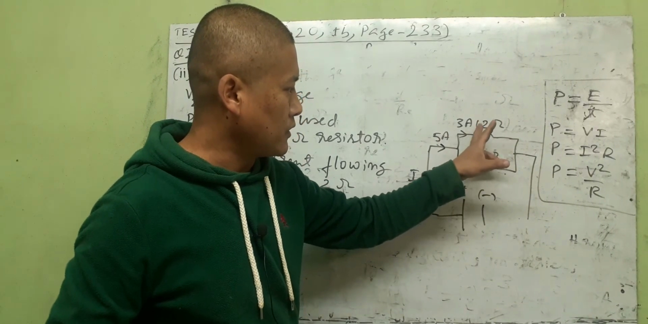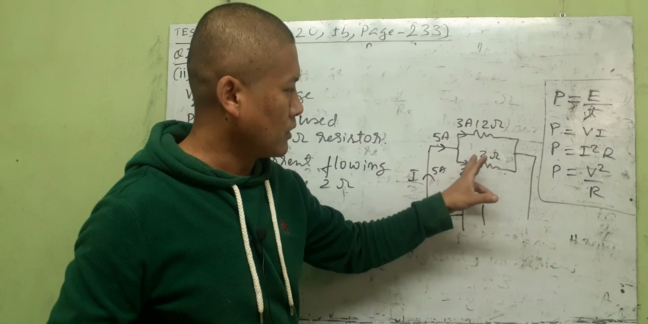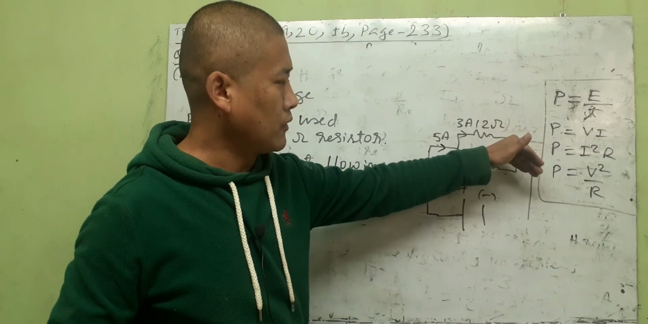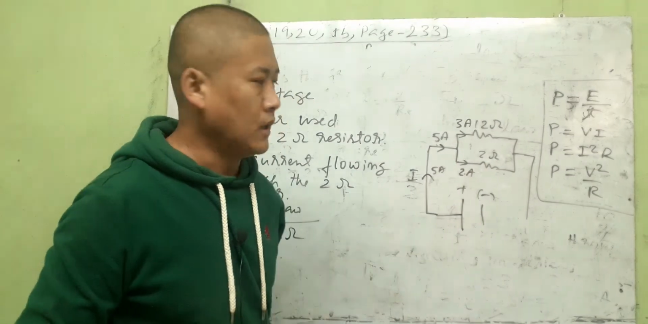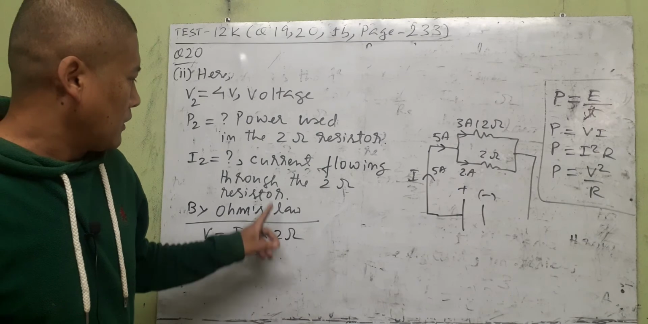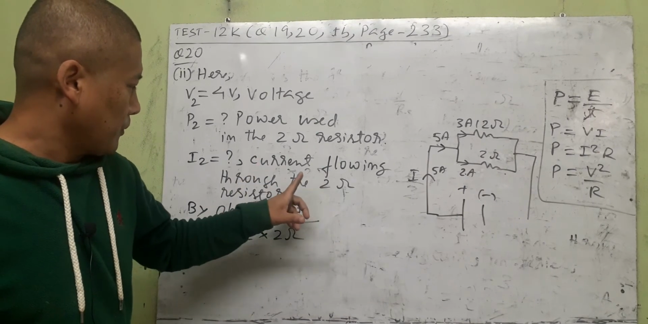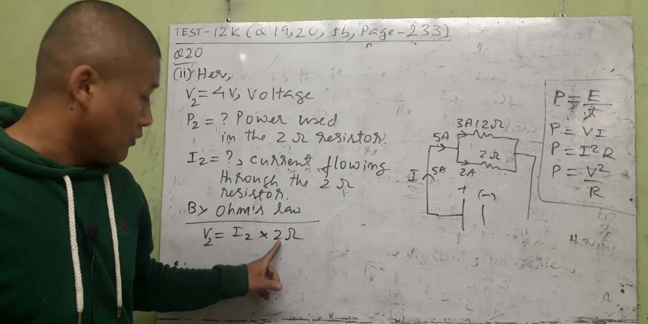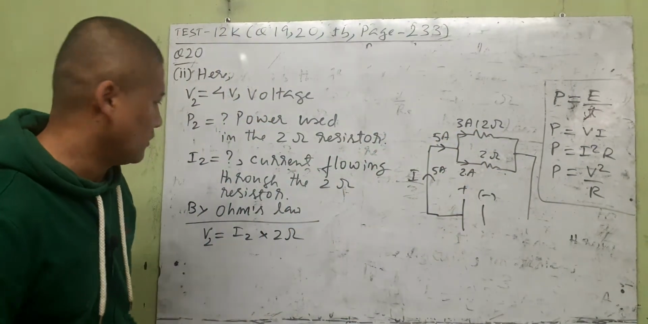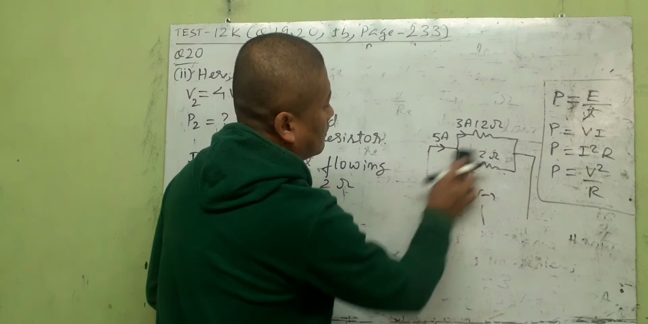But here the current through first and second resistor will be different because they have additional paths, and some current will flow through the first and the remaining will flow through the other one, right? That's why they're clearly specifying current through the 2 ohm. That's why we've just written 2 ohm and not the total 12 and 2 together. Okay, so let us just remember that.